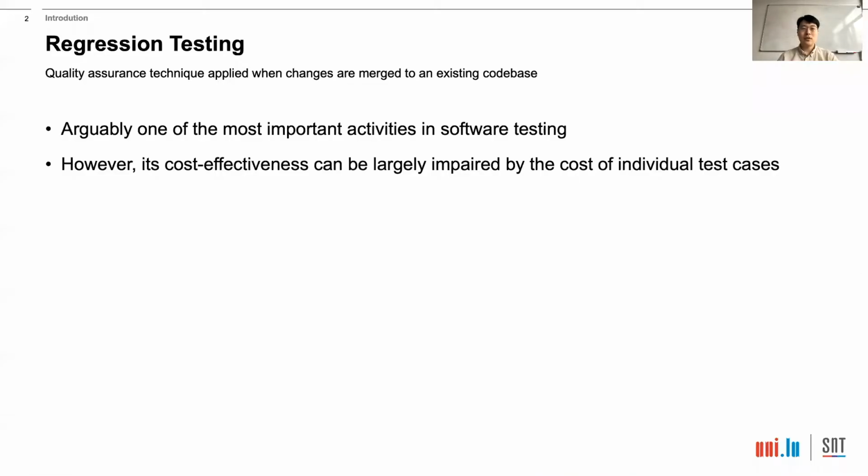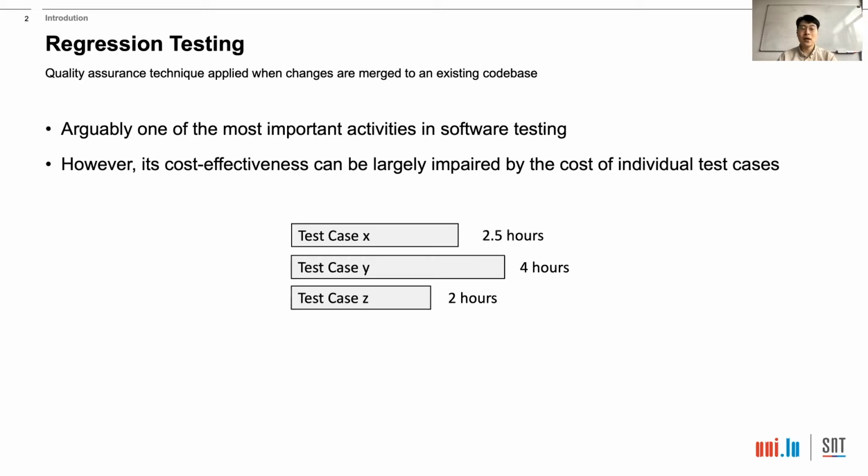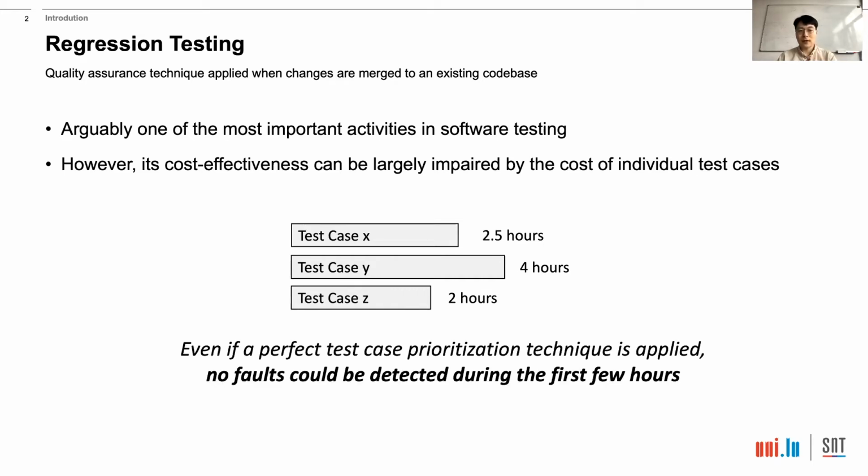Let me start with regression testing, which is arguably one of the most important testing activities in software testing. However, its cost effectiveness can be largely impaired by the cost of individual test cases. For example, let's consider 3 test cases, which take at least 2 hours. In this case, even if a perfect test case prioritization technique is applied, no fault could be detected during the first few hours, simply because individual test cases take too much time.